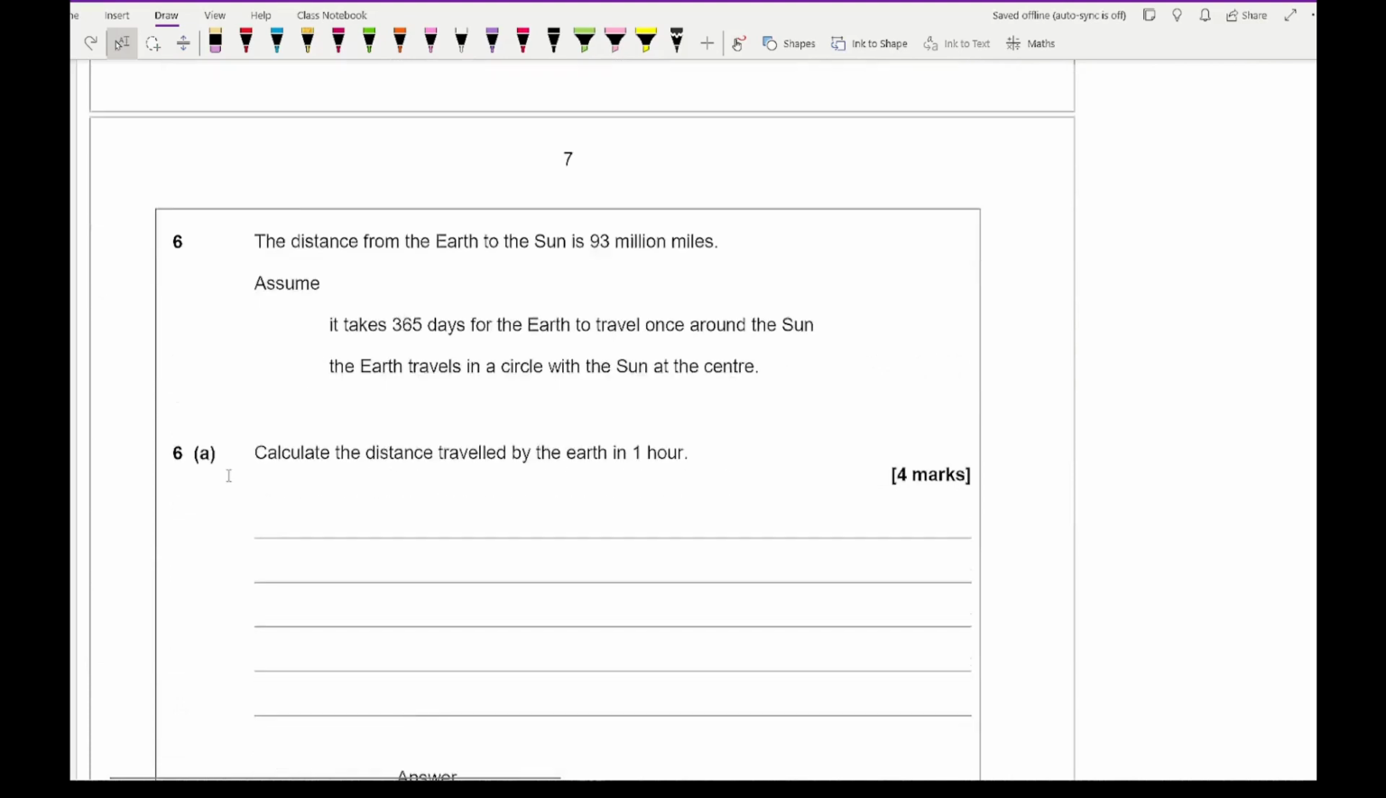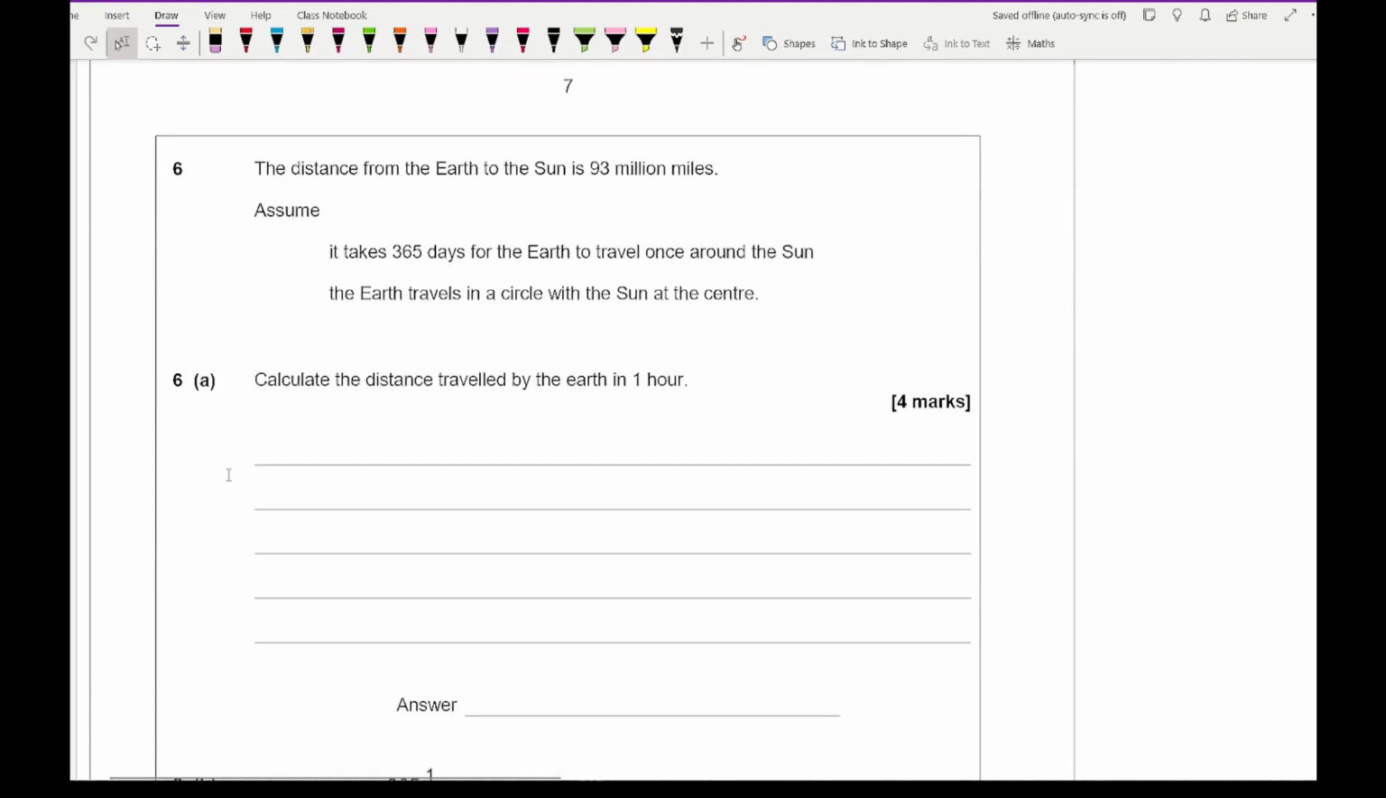Then moving on to question 6, it says the distance from Earth to the Sun is 93 million miles. And it says, assume that it takes 365 days for the Earth to travel once around the Sun. The Earth travels in a circle with the Sun as the centre. Calculate the distance travelled by Earth in 1 hour.